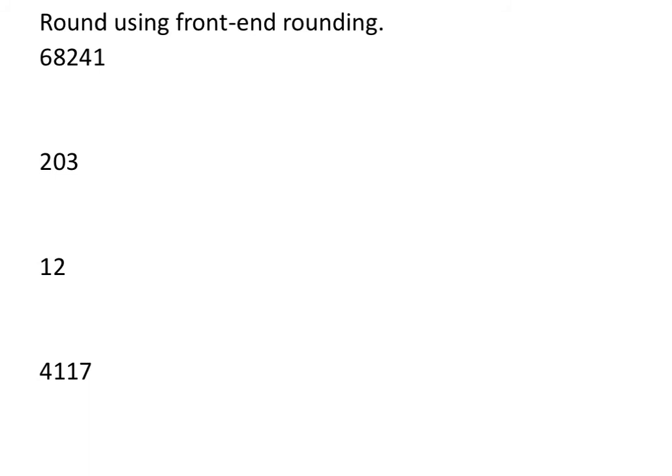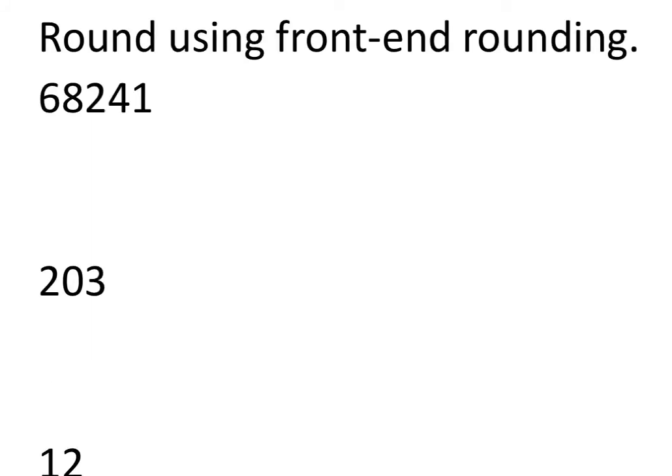All right, so let's front end round these suckers as well. So we got 68,241, 203, 12, and 4,117. We'll stick with front-end rounding here just because it told us to, of course. But once again, in order to identify the front end, we just identify the digit farthest to the left, and it almost doesn't even matter what its place value is because we'll be looking to the right of that place value one way or the other.